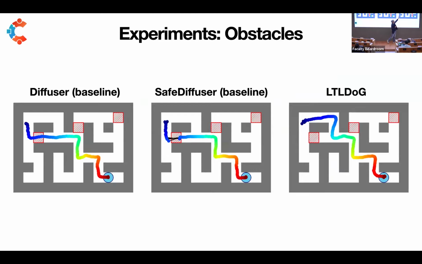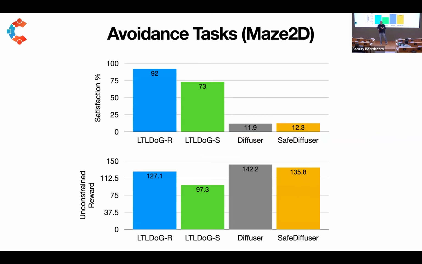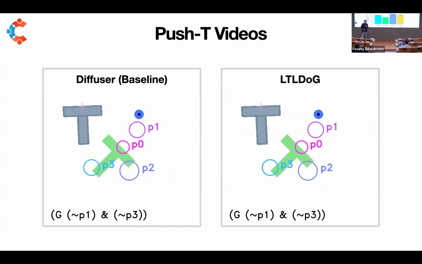What LTLDog allows you to do is find alternate paths in order to find the solution. Here are just some numbers, but essentially they show something simple: you can have high satisfaction while not sacrificing too much reward. And reward here is the number of steps you take to arrive at a particular goal location.